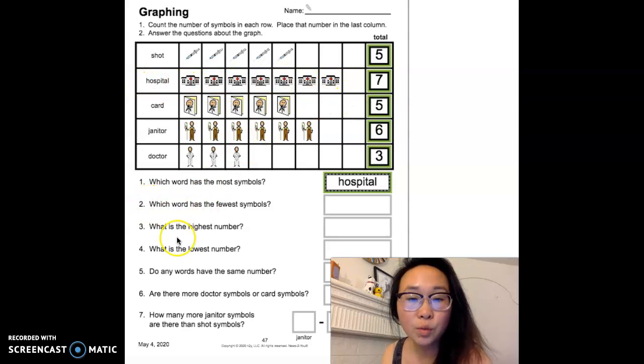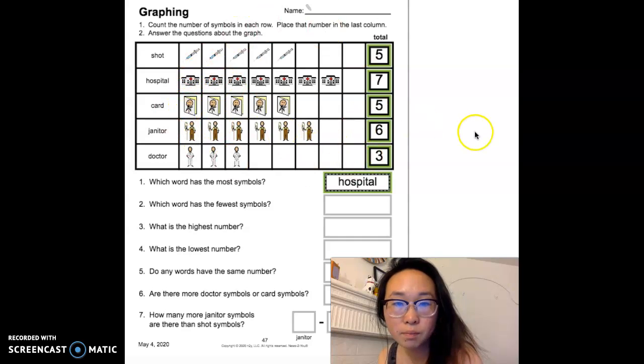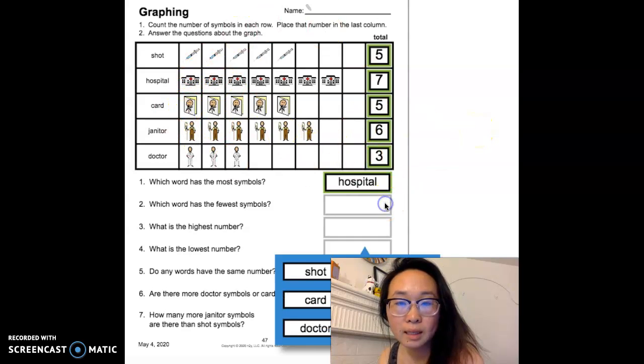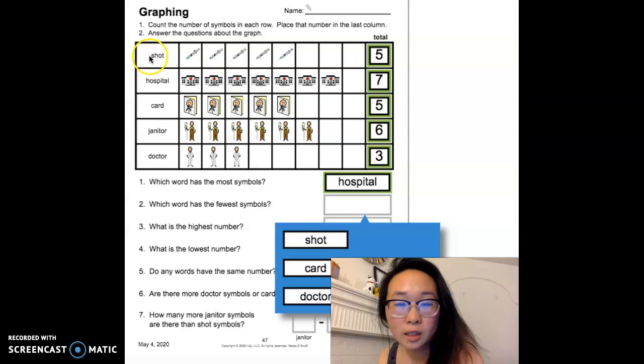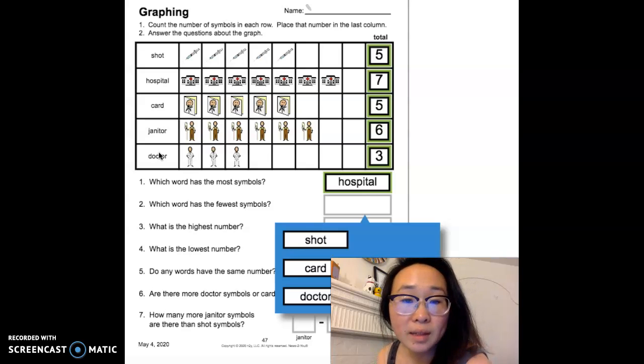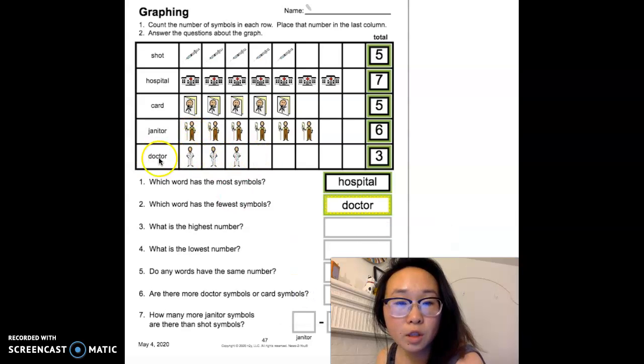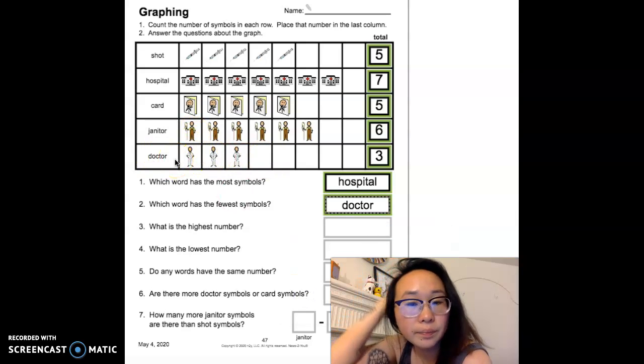Number 2, which word has the fewest symbols? Fewest. So we know hospital had the most. Which one had the fewest? Is it shot, card, janitor, or doctor? The one with the fewest is doctor. Doctor has the fewest.